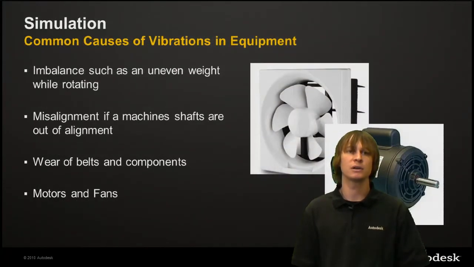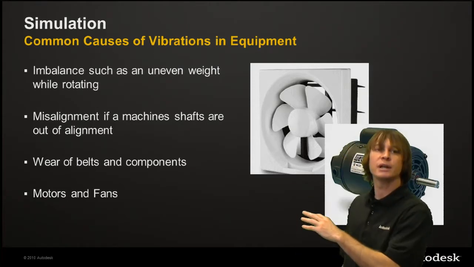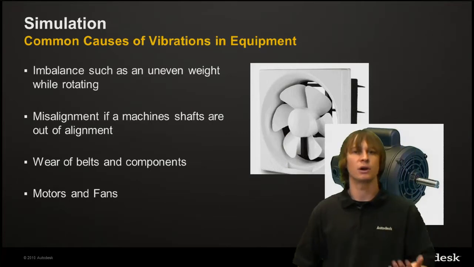Some common causes for vibrations in equipment would be imbalances or uneven weight in the machinery, misalignment of machines if the shafts are out of alignment, wearing of belts or other components, and, as in the example we're going to be looking at, just the running of motors and fans. A fan similar to this one is being used in our example today.